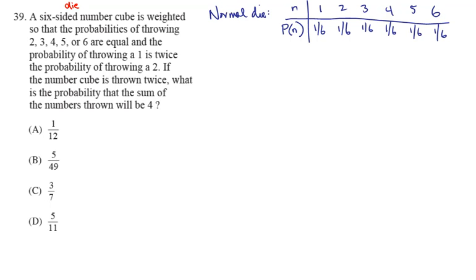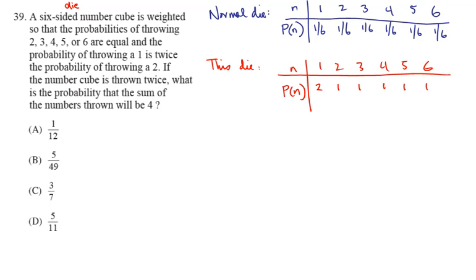2, 3, 4, 5, and 6 are all the same, but 1 is twice the value of any of the other ones. So you can't use 1/6 here. If 2, 3, 4, 5, 6 were all 1/6, and then the probability of 1 would have to be twice that, you'd have 2/6 plus 1/6, 1/6, 1/6, 1/6, 1/6. You would have 7/6. So for this die, we're going to have something slightly different.